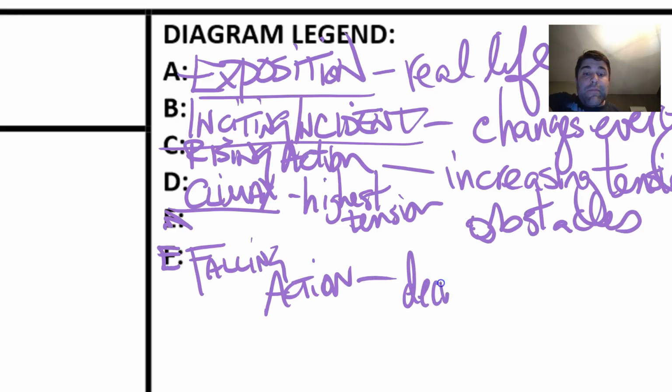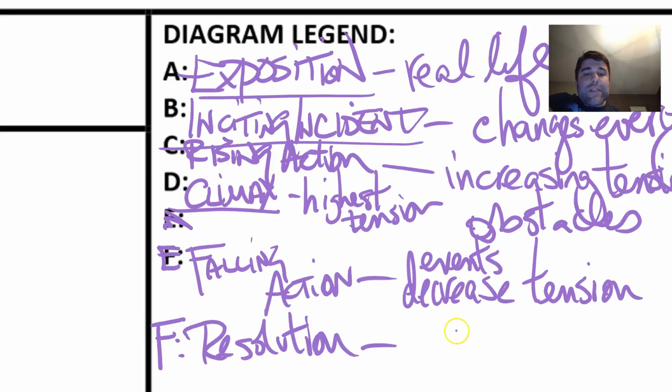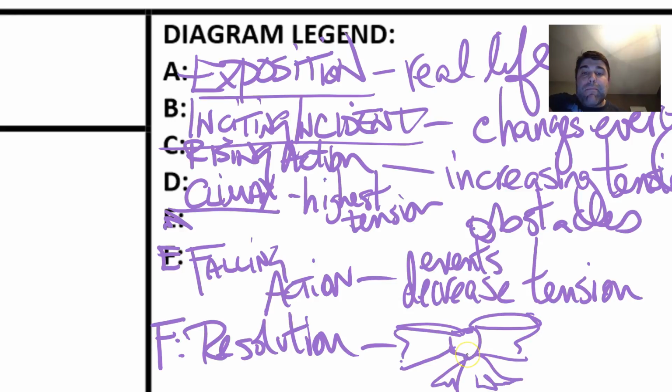There's actually all of the events in this section of the story that decrease tension. And then F, very simply, is called the resolution. This is the point in the story where the author will begin to tie a great big bow. He'll take, or she'll take, all of the loose ends of the story, and everything is tied up in a nice little bow. Loose ends tied up.